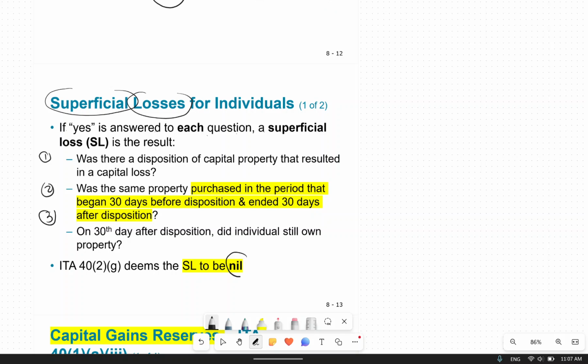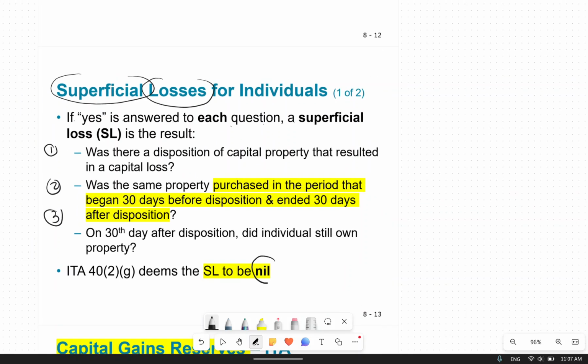Was there a disposition of a capital property that results in a loss? It means the selling price was less than the cost. If that happened, you have to ask, is this the case? Yes, it is the case. If it's the case, then your answer will be yes.